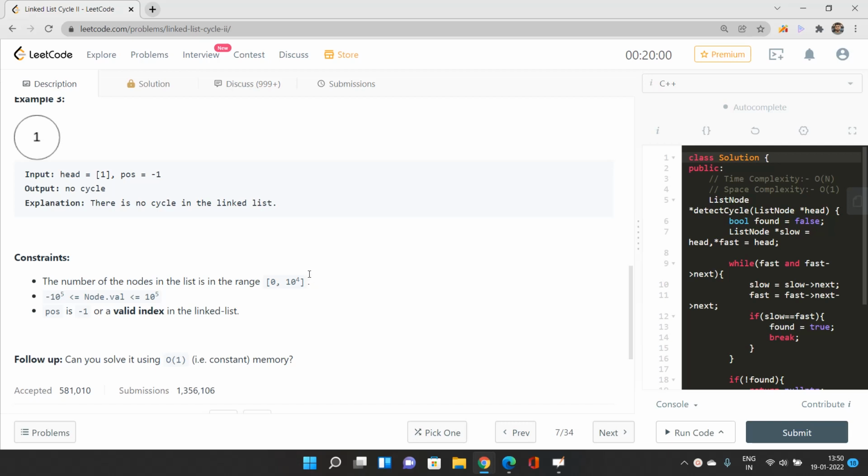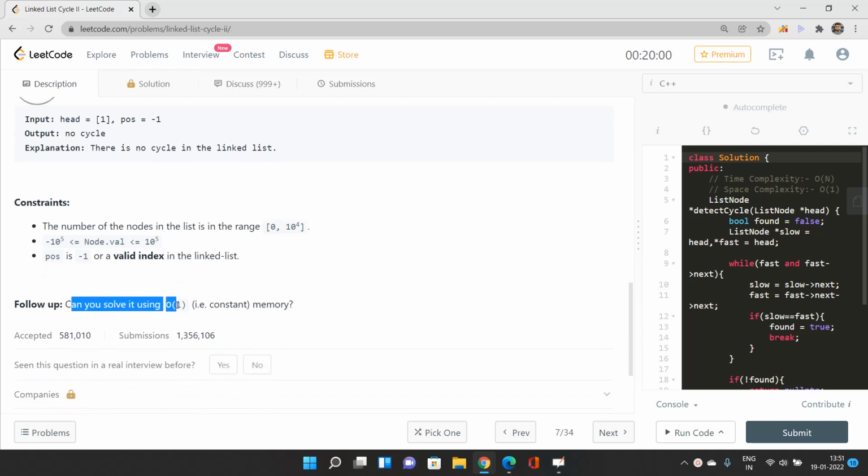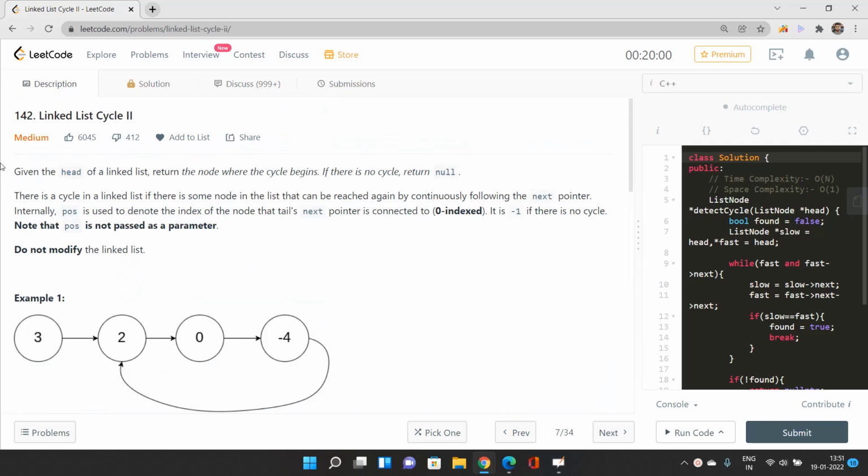So we would be thinking of an O(n) time solution, and an O(n log n) solution also passes. I will first explain how it can be done in O(n log n) time, then I will optimize it to O(n) time. Can you solve it in O(1) constant memory? Yeah, I can solve it. So let's understand this problem with the help of diagrams.